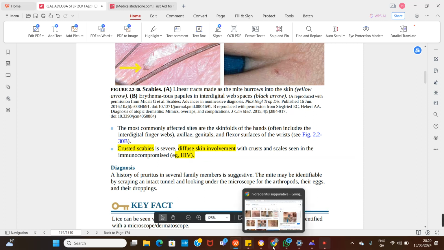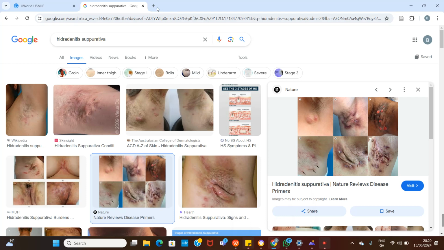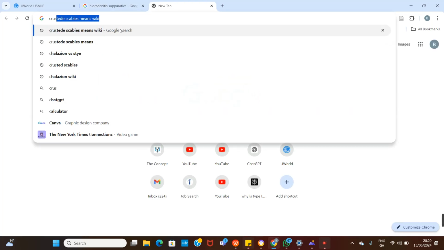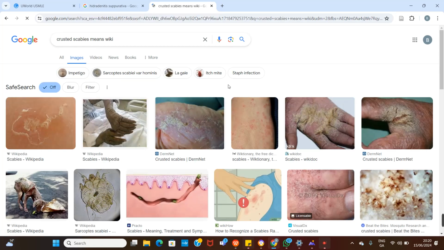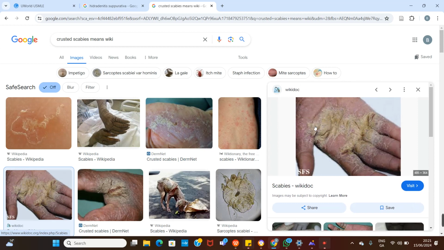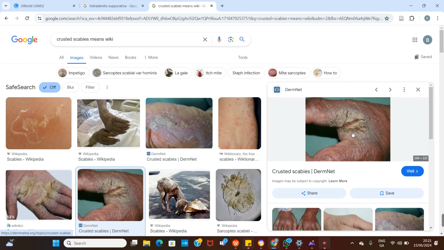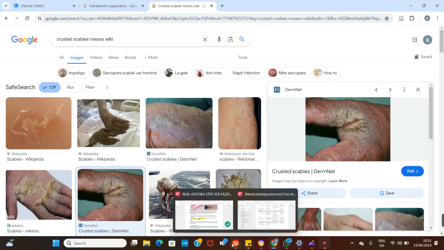So I think I have a picture. I don't know. I think okay, it's closed. Crusted scabies. Let's see. So yeah, you can see this. Look at this crusting in between the fingers, right? So, stuff like this. This is what we are going to see. So once it shows this picture, we already know what they are talking about.